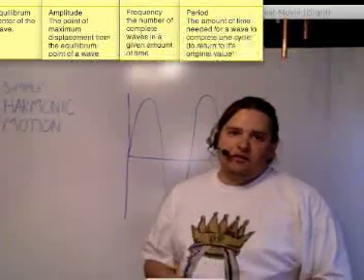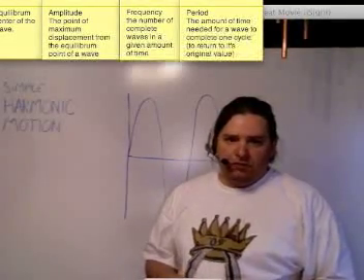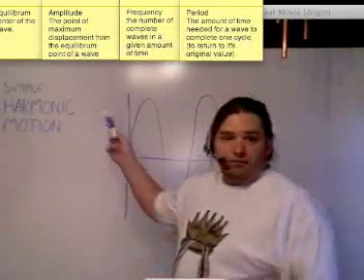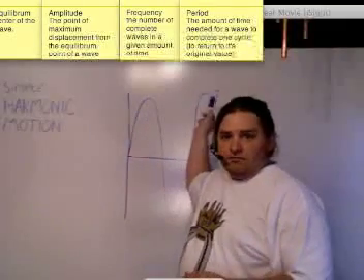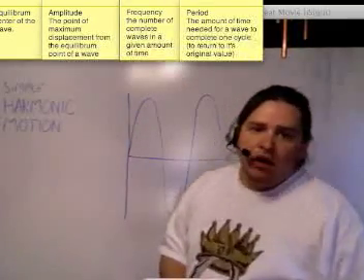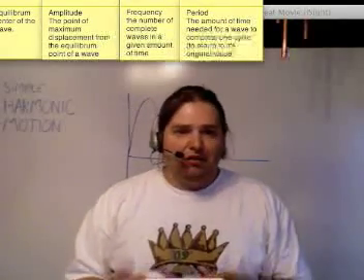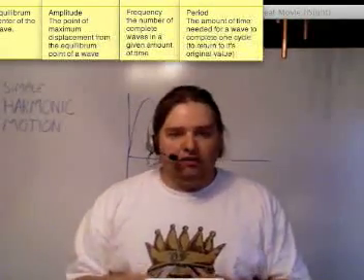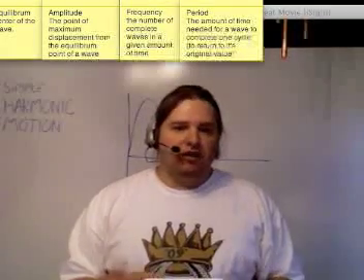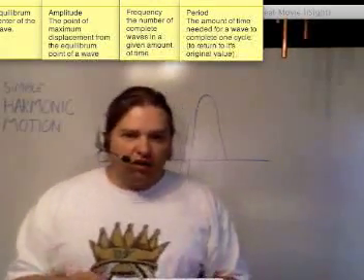So the next group of vocabulary words we're going to talk about: frequency, period. Okay? When we talk about frequency, we're talking about the number of complete cycles or waves, in a sense, that happens in a given amount of time, typically a second.